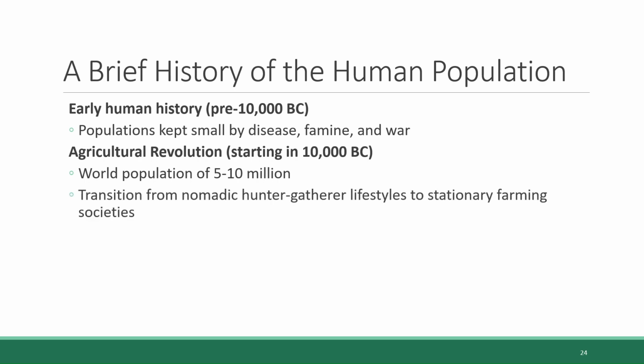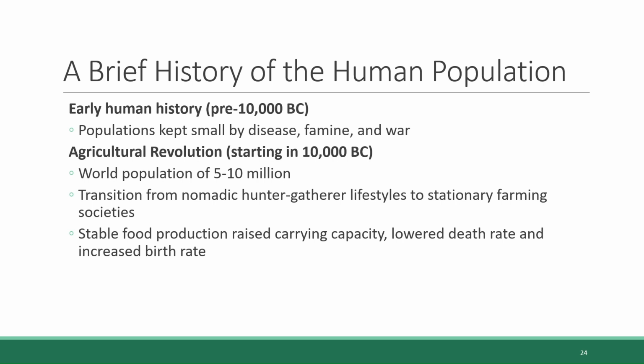But with the agricultural revolution came the invention of farming, and with farming, humans began to transition from a nomadic hunter-gatherer lifestyle to a stationary farming society. They now had a stable food production system, which increased the carrying capacity of the environment, which, if you remember, is the maximum population size that an environment can support. With more food came less famine and more robust health, translating to a lower death rate and increased birth rate. Consequently, the world population started to rise. By the year 1000 BC, there were an estimated 150 million people across the globe.